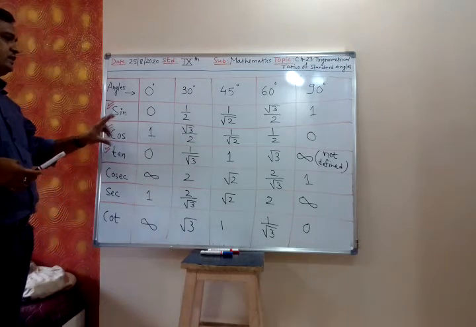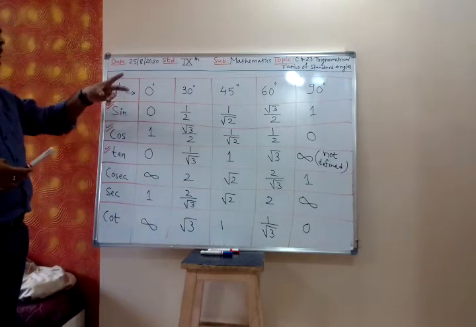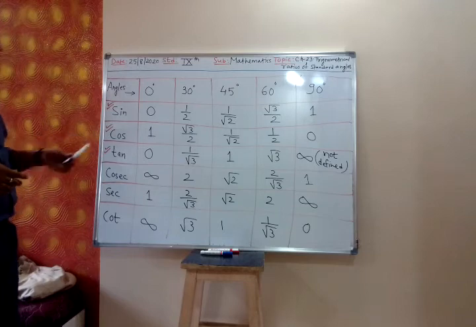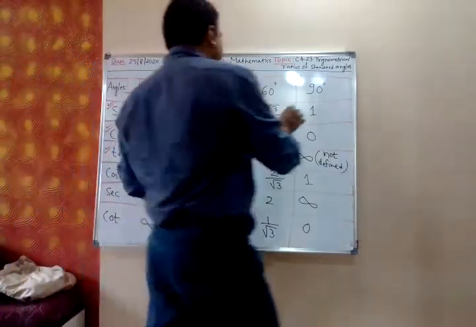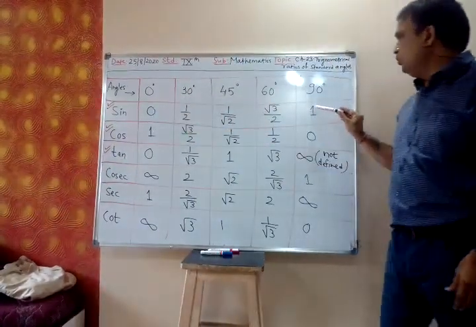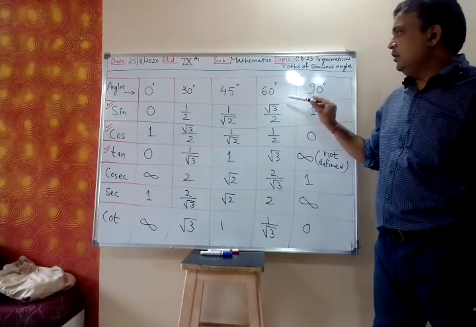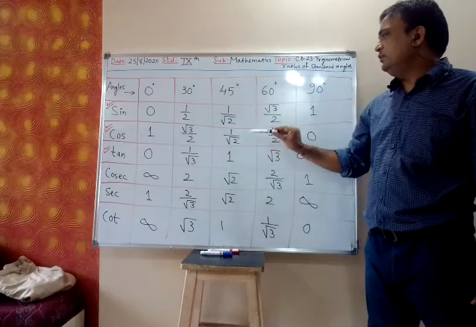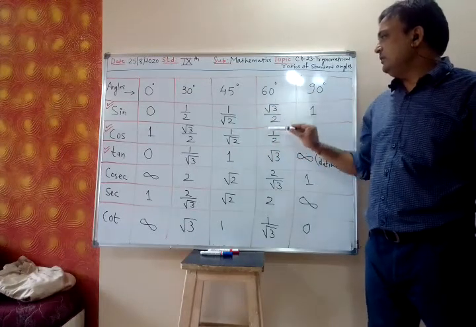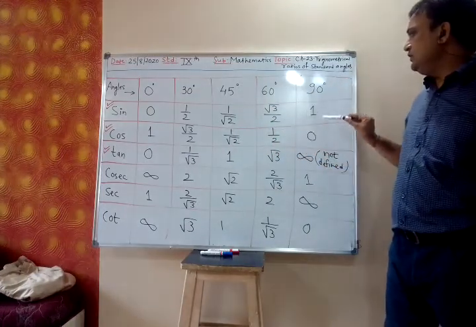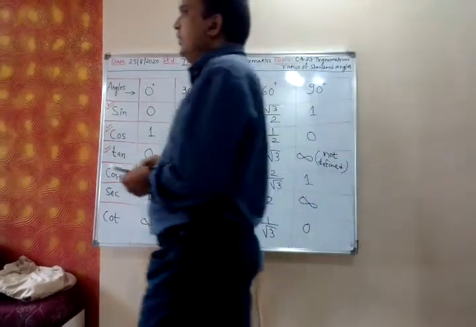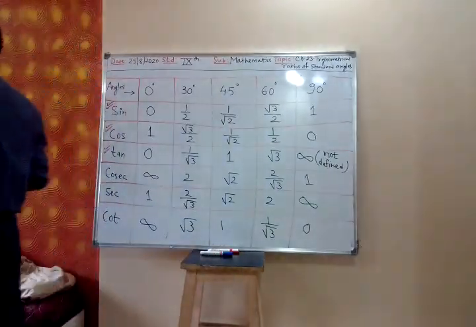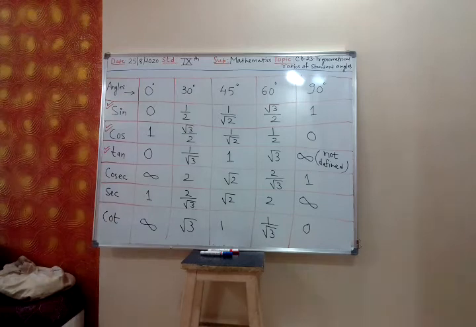Then cos is just the interchange of the values of sine. For cos you start with 1: cos 0 is 1, cos 30 is root 3 by 2, cos 45 is 1 by root 2, and cos 60 is 1 by 2. Cos 90 is 0. It is given in the textbook. Yes, cos 90 is 0.